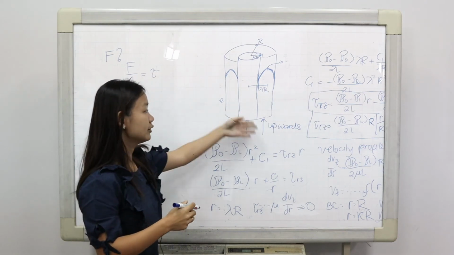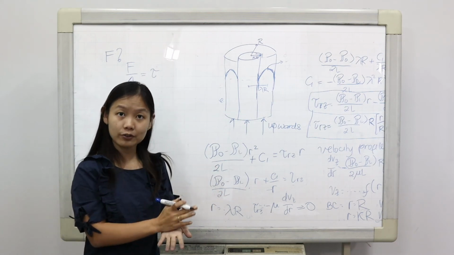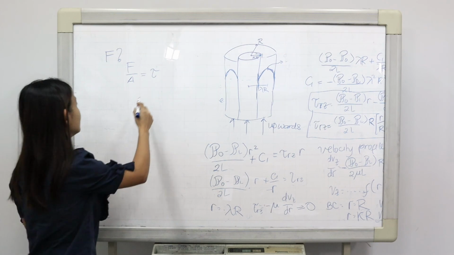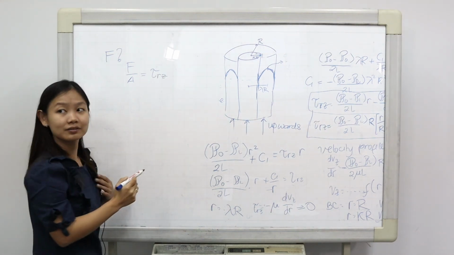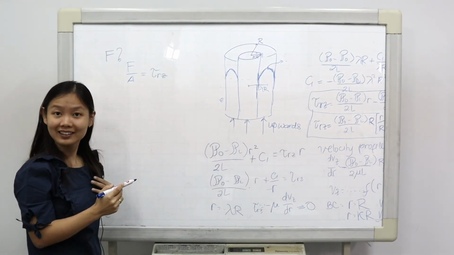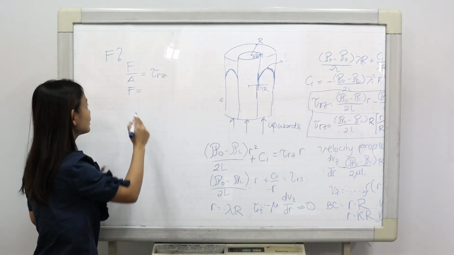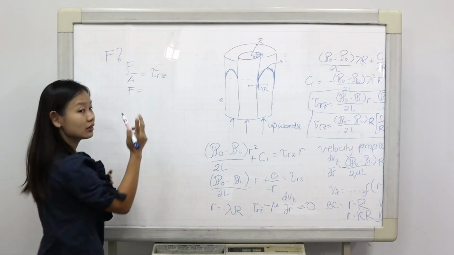Okay, so because the fluid flows like this, the force that I will have is not the pressure force, but shear force. Yeah, shear force. So here, tau RZ. Yeah. Okay. So now, if I want to know the total force, I will have a look at the surface.